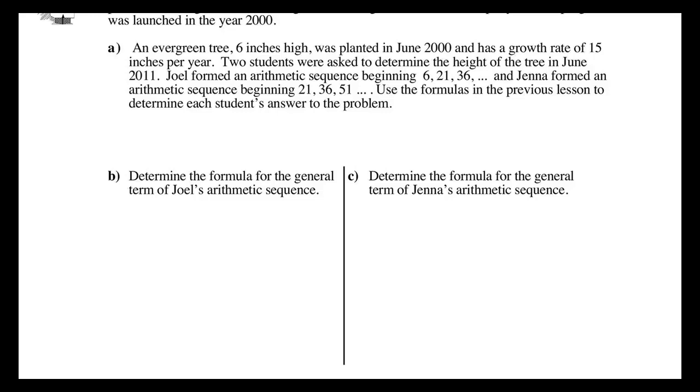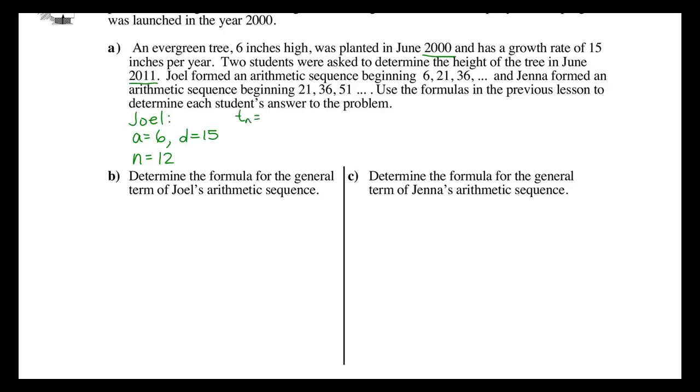So let's just write down what we know first of all. With Joel, we know that his first term is going to be A, which is 6, or you can call it T1 if you'd like. The common difference is 15 because the tree grows 15 inches per year on average, and N will be 12 because from June 2000 until June 2011, that is 12 years.